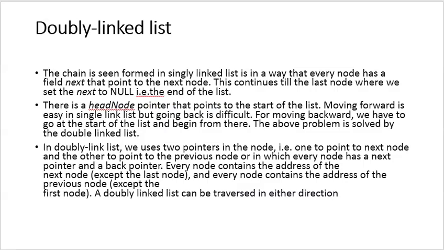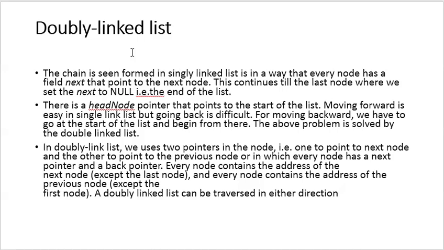Now coming towards the doubly linked list. The chain formed is telling us what a doubly linked list is and how it is different from a linear linked list. The chain formed in a singly linked list is such that every node has a field next that points to the next node. This continues till the last node, where we set next to null, the end of the list.